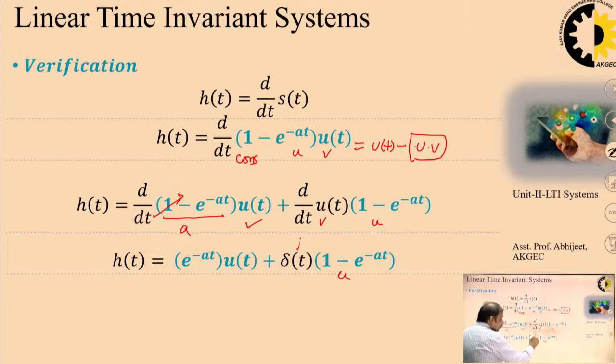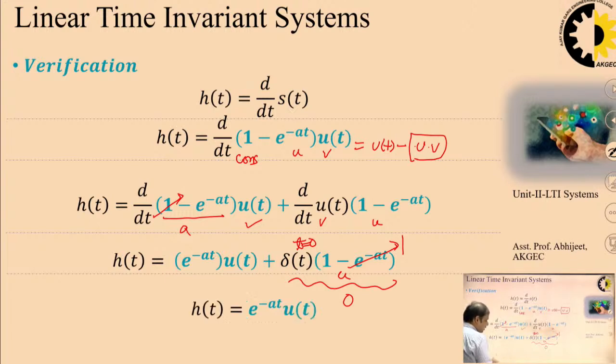Now, this delta t only exists at t equal to 0, and if I put t equal to 0 here, this will become 1, because it is e raised to the power 0, and this eventually becomes 1 minus 1, 0. So, the second part becomes 0, which means the impulse response is e raised to the power minus at u(t), which we selected in the previous slide. So, the original question was: what is s(t) when h(t) is e to the power minus at u(t)? We calculated s(t), we differentiated s(t) to verify h(t), and the two are interrelated.